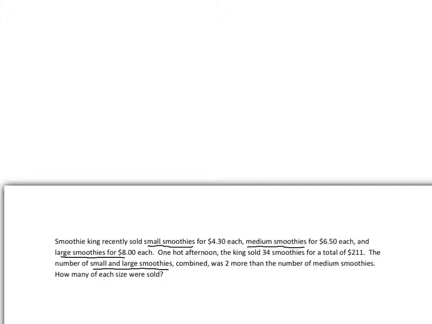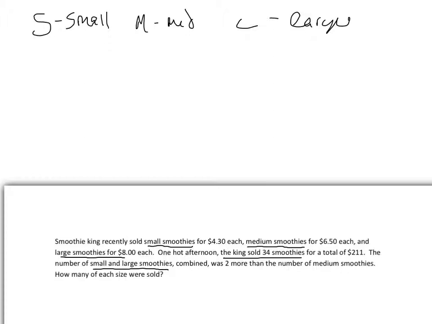So let's just say that S is the number of small smoothies, M is the number of medium smoothies, and L will be the number of large smoothies. So what we can gather is this: the King sold 34 smoothies total. So S plus M plus L equals 34. That is one of our equations.